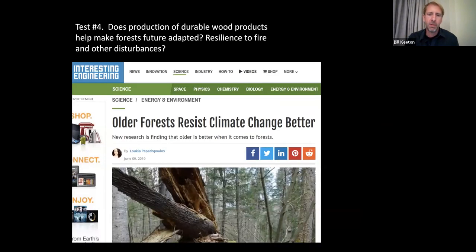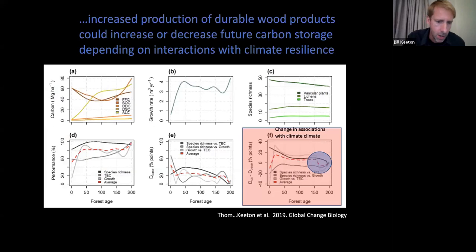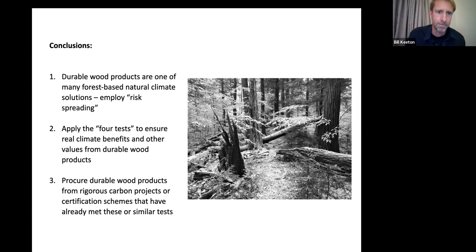Now, I'm really pretty much out of time, so I think I won't use my final example today, which is an East Coast example of managing forests for old forest structure, also a way to increase resilience to climate change. So a completely different example from a totally different forest type, but I think we'll skip that in the interest of time.